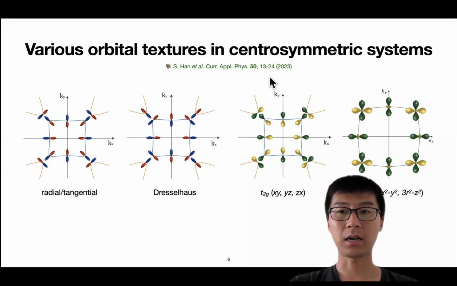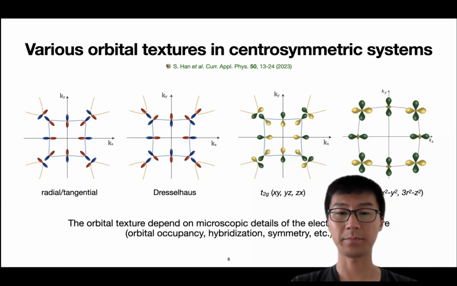And one might wonder what really determines the shape of orbital textures. Unfortunately, this is quite a complicated material property. It depends delicately on orbital occupancy, hybridization, and how large the orbitals are. But there is a very important constraint on this, that is symmetry, because symmetry constrains what types of hybridizations are allowed or forbidden. So I'm going to come to this point slightly later.